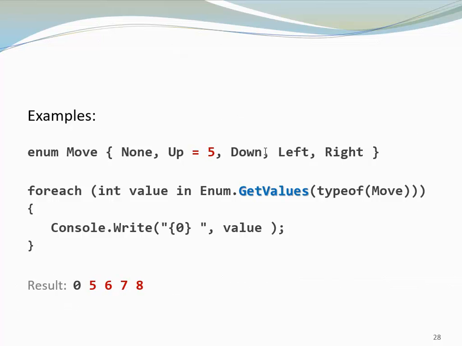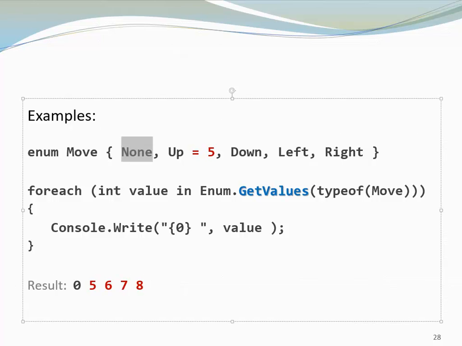Now if I wanted down to be 10, left to be 15, then I would have to specify it individually for each of my enum constants. Needless to say, we don't want our default none to be anything else than the integral default value 0.